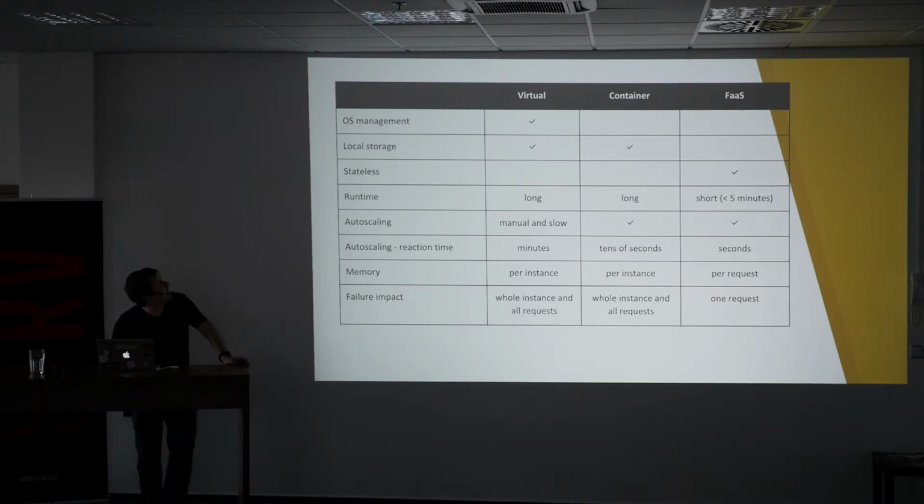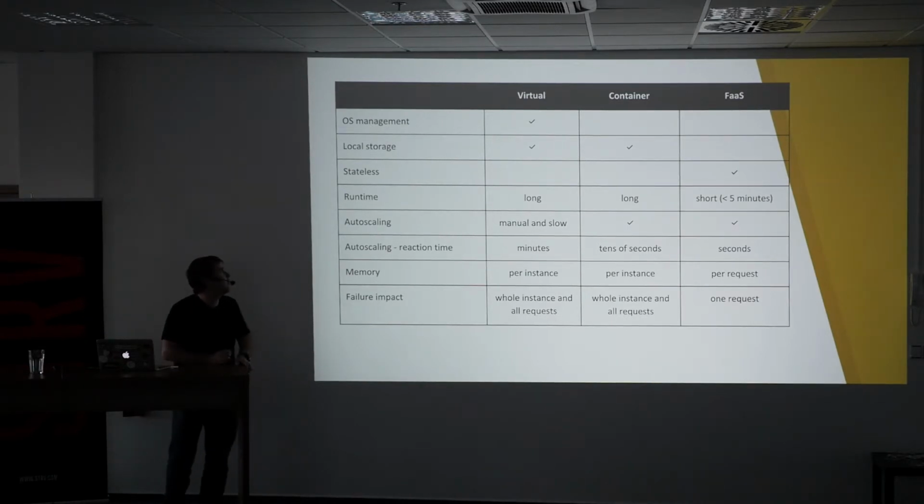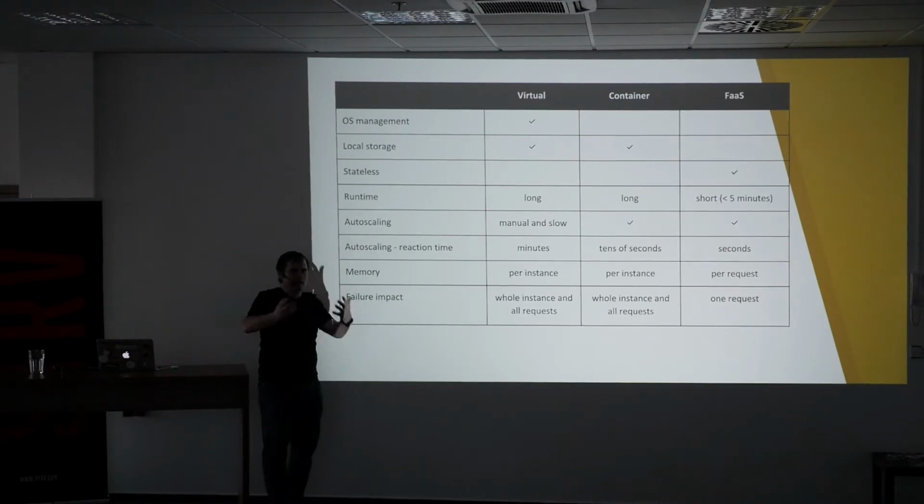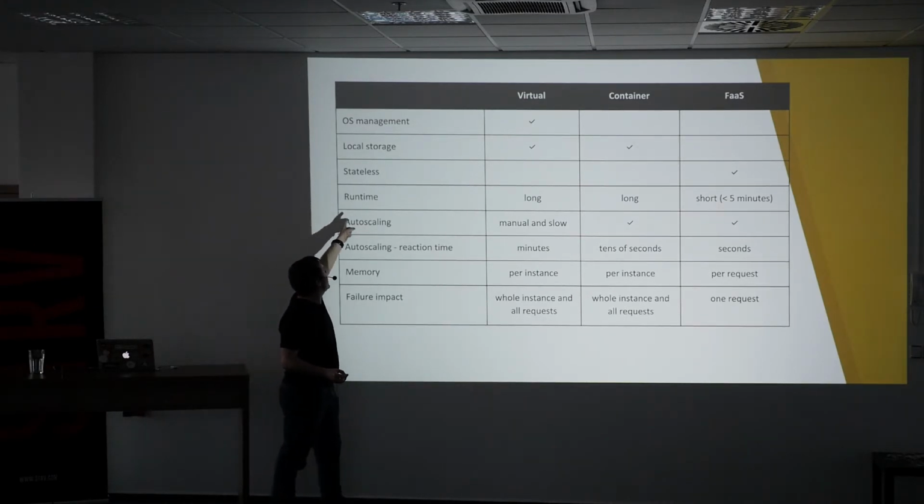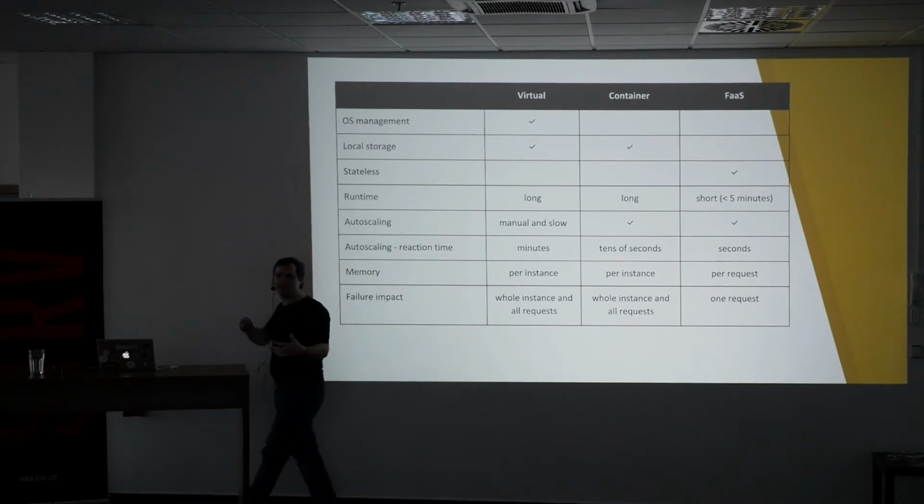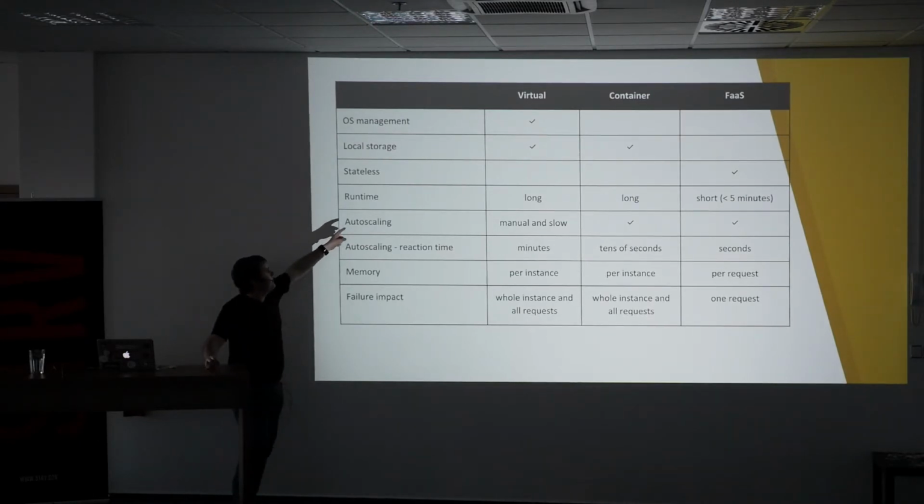So we can compare virtual server, container, and function. In the case of a virtual server, you have to take care of operating system management. You have local storage, so you can store data on the virtual server. In the case of a function, you can't. And the runtime is usually long. Uptime of a server is usually maybe years. I have heard that the average mean time between failures of a server on AWS is 1 year. In my experience, it's not 1 year, it's more. But sometimes AWS can reboot your server. So the runtime is long.